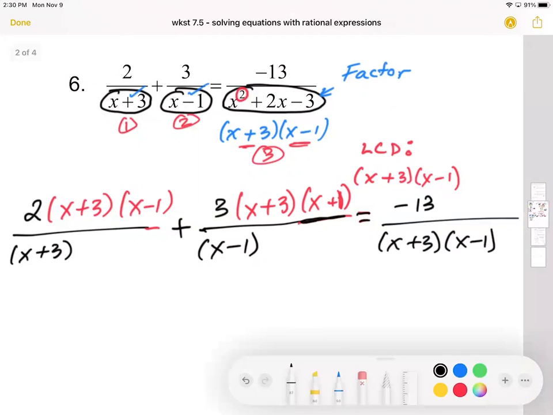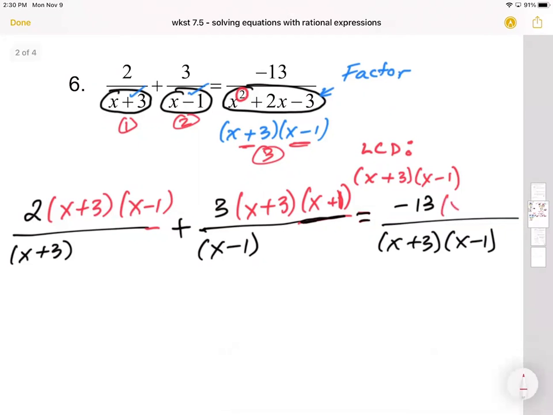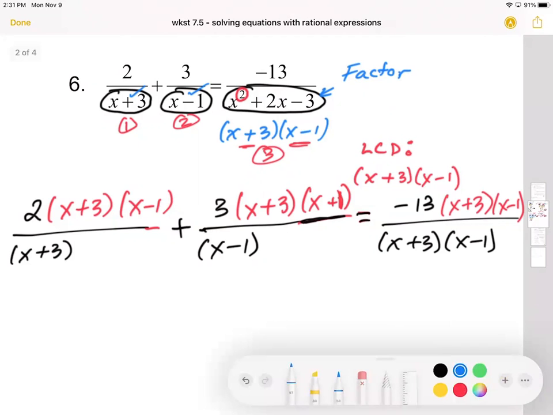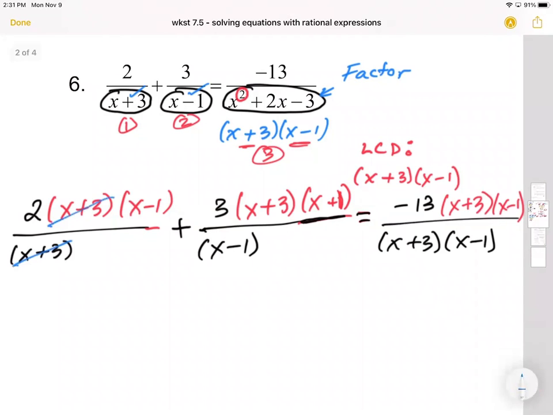And again, what do I need to do? I need to be fair and take my LCD and put it on every single numerator. Once I did that, the reason why we do that is because x plus 3 on top and x plus 3 on the bottom, they cancel out.